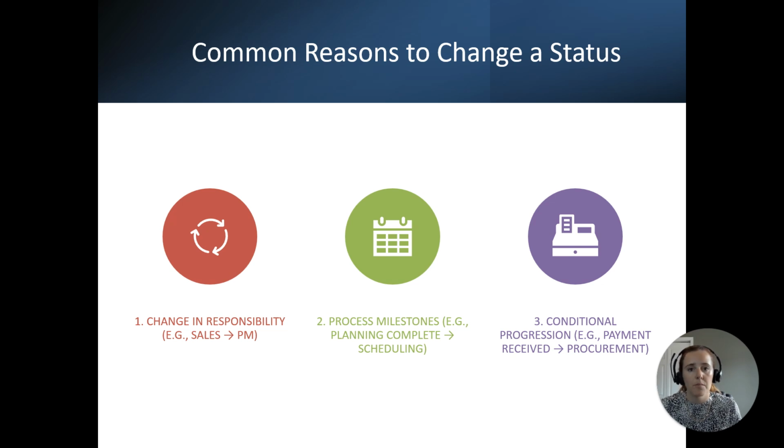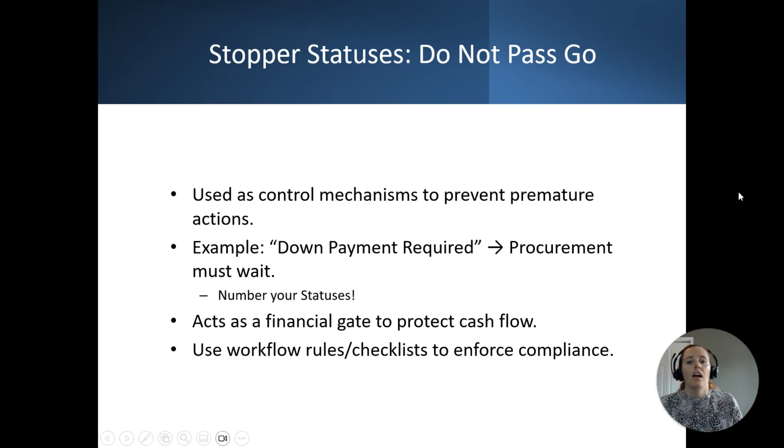So this is what we're talking about with fixed fee projects. If you have a status called down payment received, then that is the first status where procurement can purchase. And we're going to talk about that a little bit more. Those are called stopper statuses. So if you have a status called down payment received, procurement should never buy anything on a project until it hits that status. And this is the top tip: number your statuses.